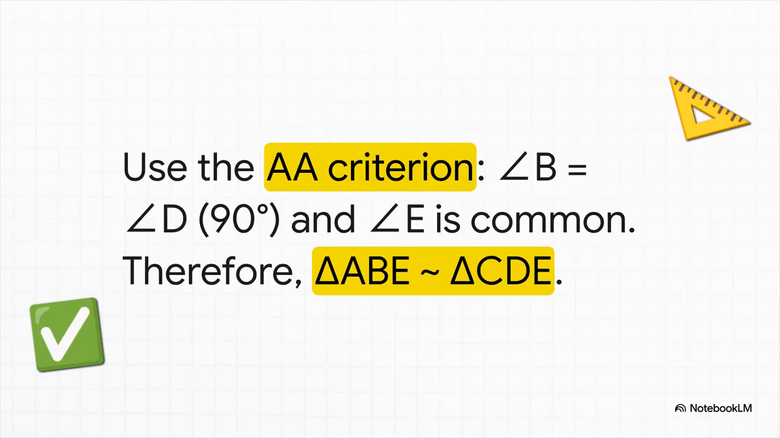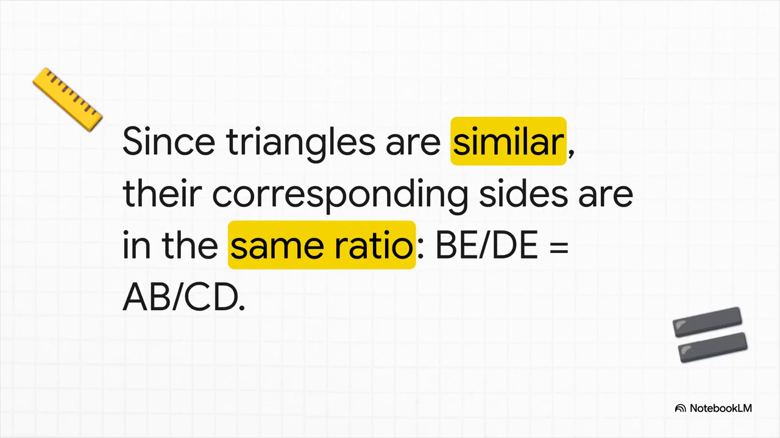Step 1. Let's prove these 2 triangles are similar. And we're going to use our super fast AA shortcut. Angle B and angle D are both 90 degrees, obviously, since the lamppost and the girl are standing straight. And angle E, well, that angle is part of both the small triangle and the big one, so it's common. That's it. 2 angles are equal, so we've proved triangle ABE is similar to triangle CDE. Easy peasy.